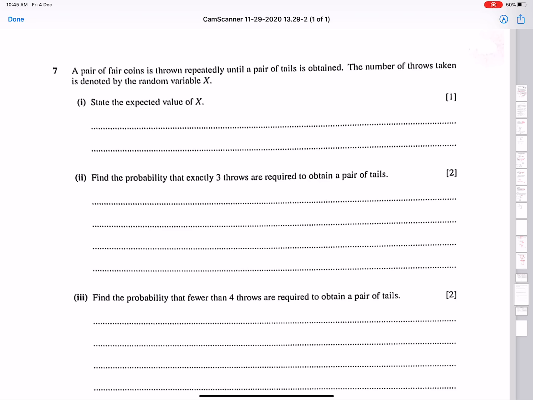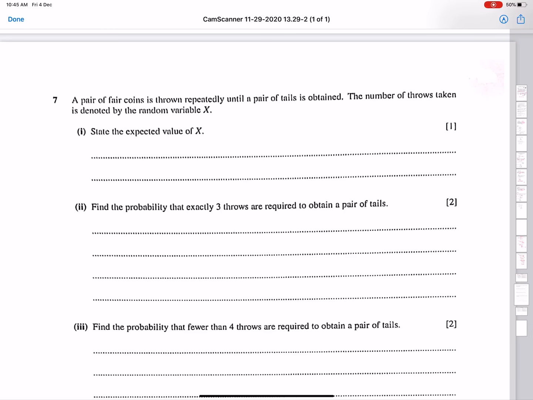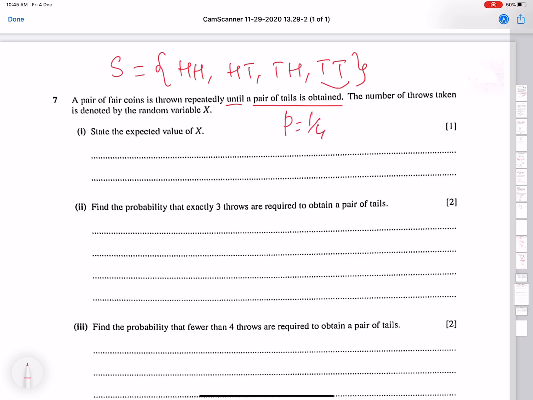Next question. A pair of fair coins is thrown repeatedly until... Now this is very important. This will tell you that this model is geometric. A pair of tails is obtained. Now this is the requirement. So this is the sample space. When you throw 2 fair coins, then you will get these possible outcomes. So a pair of tails means 1 upon 4. Therefore q is 3 upon 4. Expectation is 1 upon p, therefore it will be the reciprocal of p, which is 4.